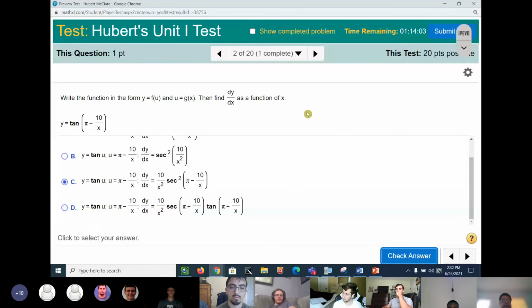Say again? Nah, saying it should be C. Here's the answer right here: 10 over x squared, secant squared, x minus 10 over x. There's the answer. I don't know why they just can't say find the derivative.